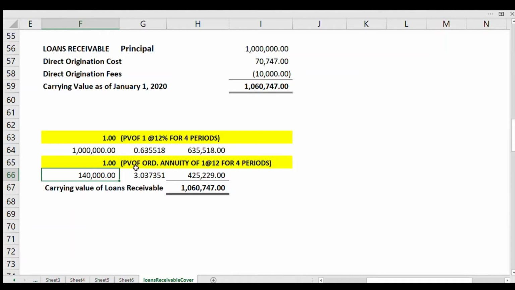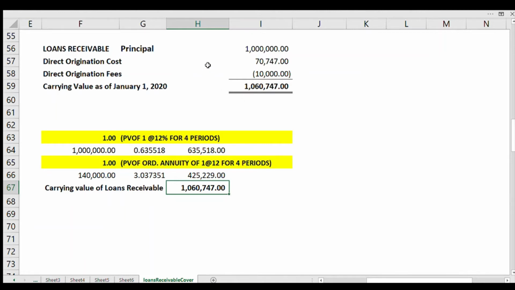So we will multiply it by the present value of ordinary annuity of 1. What I used again is 12%, which is lower than the nominal interest. Like I said, if the carrying value is higher than the face amount, definitely the effective rate of interest is lower than the 14% nominal interest. So I tried 12% right away, and it tied out immediately. That means 12% is really the effective rate of interest in this type of transaction.